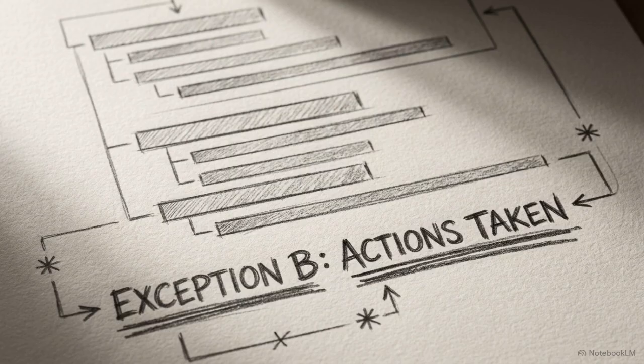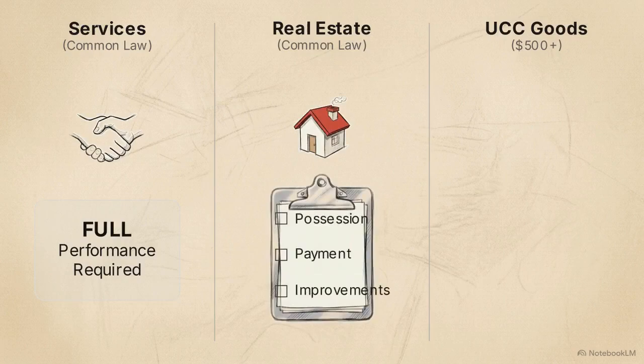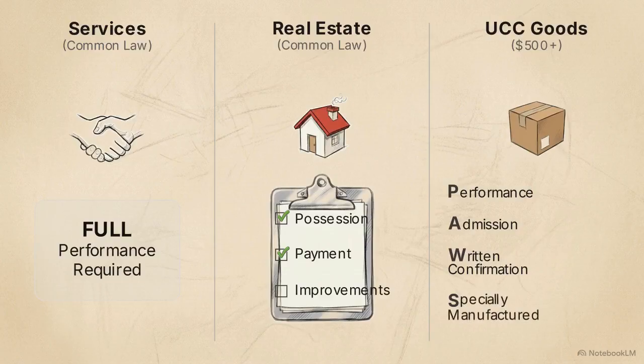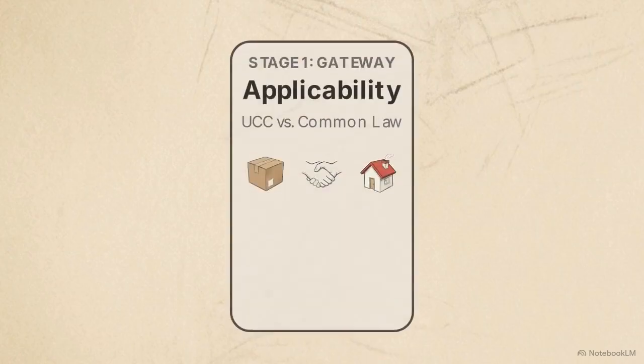If there is no valid writing, create your final alternative subheader, Satisfaction by Performance. For services under common law, only full performance satisfies the statute. For real estate, the buyer must complete 2 out of 3 actions: possession, payment, or improvements. Finally, for UCC goods, utilize the P.A.U.S.E. exceptions: performance, admission, written confirmation, or specially manufactured goods. By memorizing the strict writing rules alongside these specific performance exceptions, you can systematically dismantle a defendant's Statute of Frauds defense on the page.